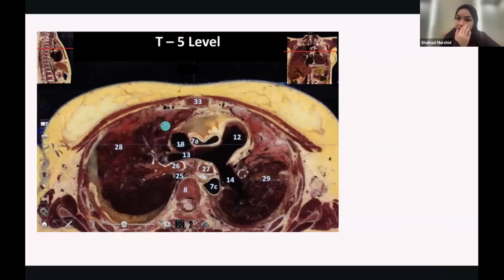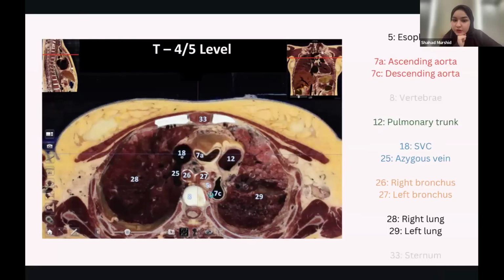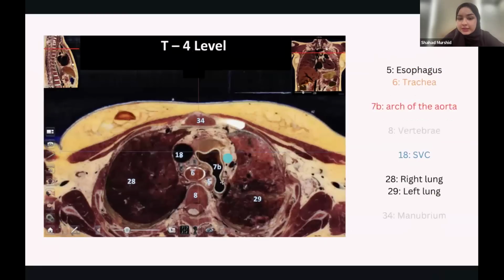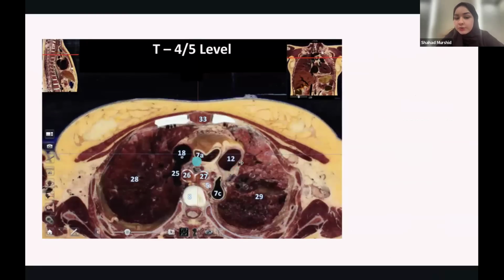Now T5, for the aorta, we still only see the ascending and descending, so we have the 7A and 7C. These are still the ascending and descending aorta. By the way, sorry, I forgot to mention the pulmonary trunk. The pulmonary trunk is right next to the aorta, and we started seeing it at this level. Here, we weren't really seeing it. Here, we started seeing it. So next to the aorta, you have the pulmonary trunk.